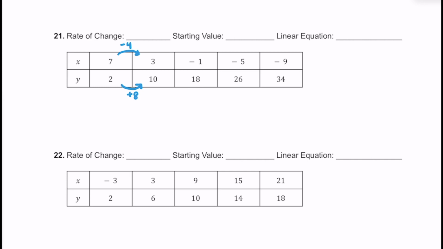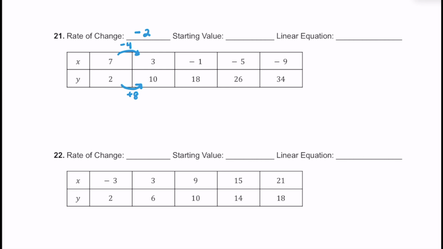So how do we find the rate of change? Well, it's gonna be this positive 8 over a negative 4. So what's positive 8 divided by negative 4? Well, 8 divided by 4 is 2, so 8 divided by negative 4 must be negative 2. So the rate of change here is gonna be negative. And that's always gonna be true if the x's look like they are decreasing here while the y values here are increasing. So they're doing different things. One's going up while one's going down. So we're gonna have a negative rate of change.